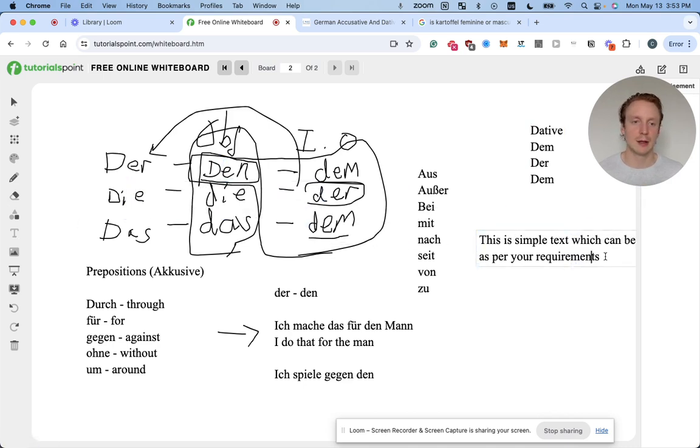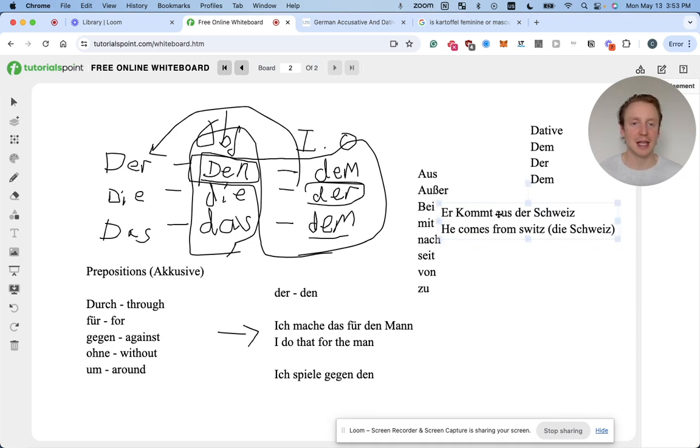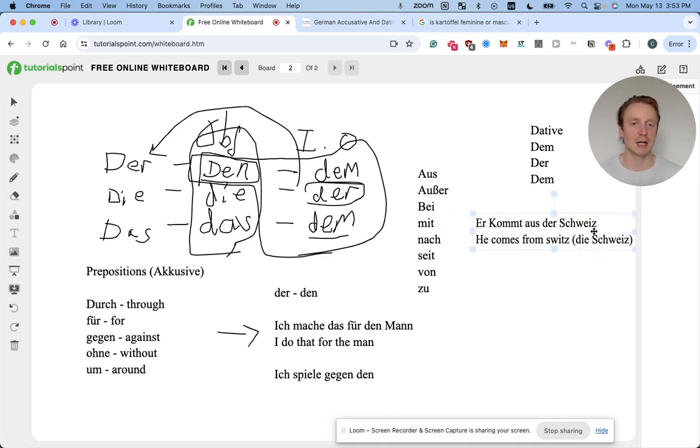Let me see. Kommt aus der Schweiz. He comes from Switzerland. But usually it's die Schweiz. So this one, aus der Schweiz. And that's a good example. Just know that it's aus der Schweiz, right? But anytime it's aus, it becomes this way. So another good example. Ich spiele mit blah blah blah Mann. What do you think the blah blah blah is? Right, dem Mann. How about ich spiele mit blah blah blah Frau. Right, der Frau. So that's the high level.